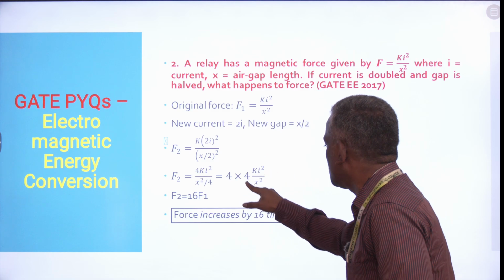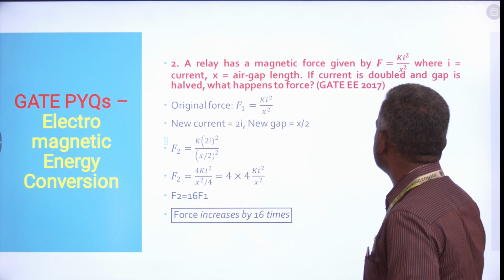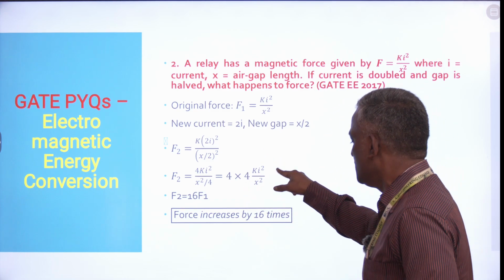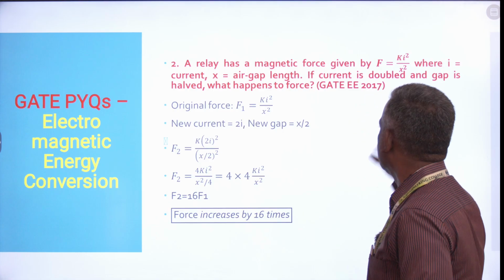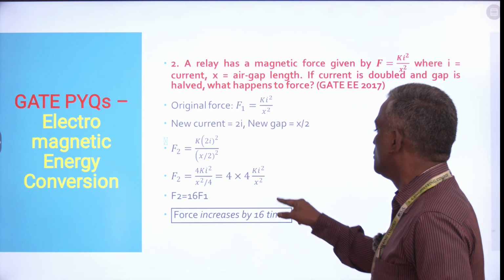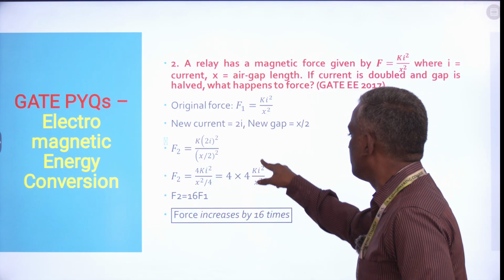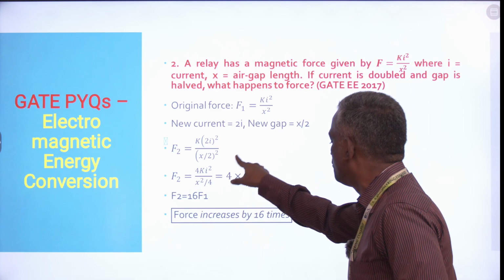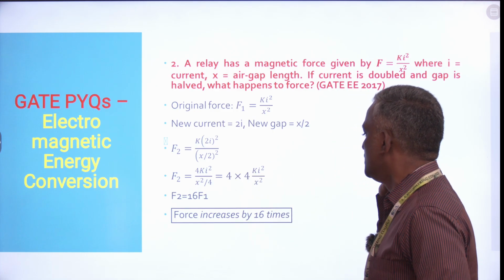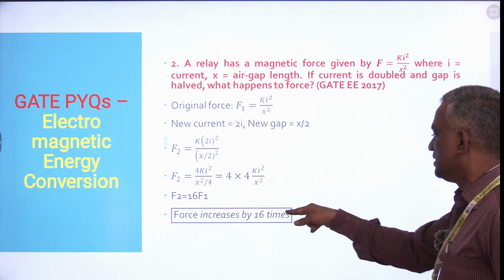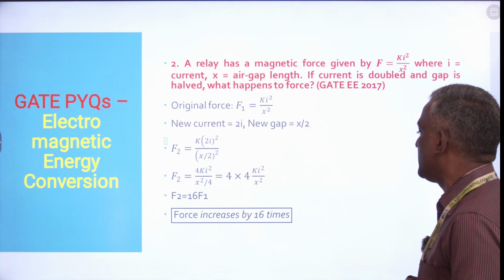What is this K I square by X square? That is the actual force given, so this can be called Fn. So 4 into 4 will be 16. So what happens? Now the force increases by 16 times.